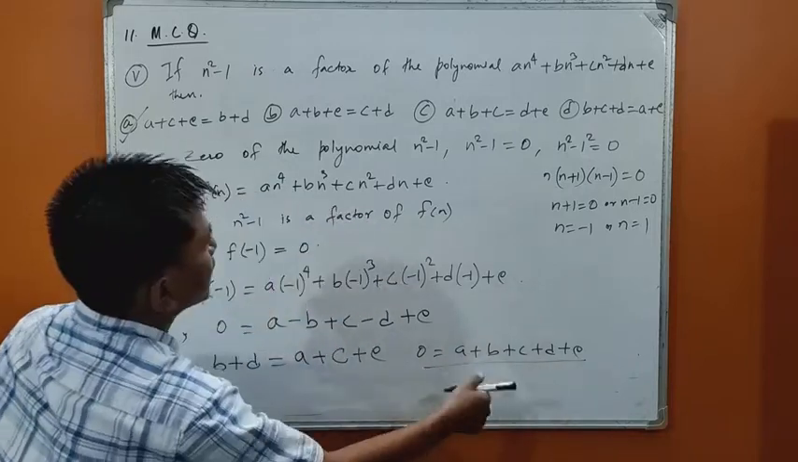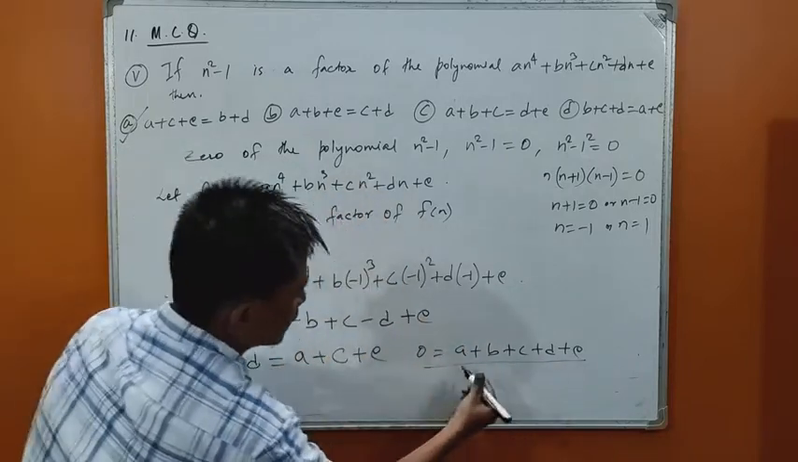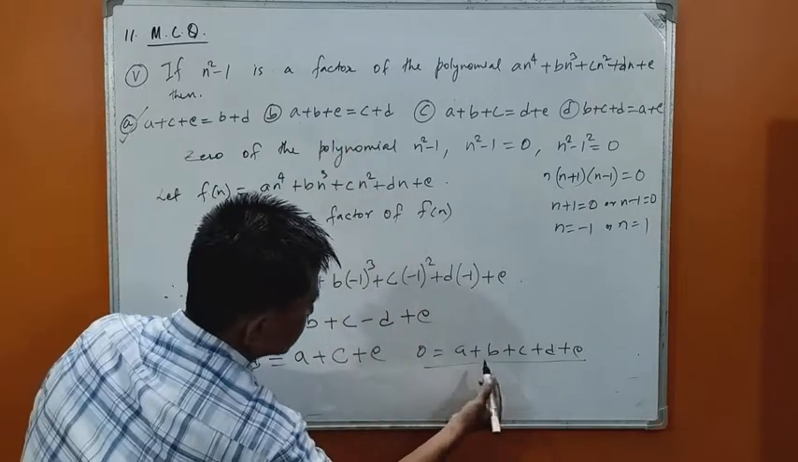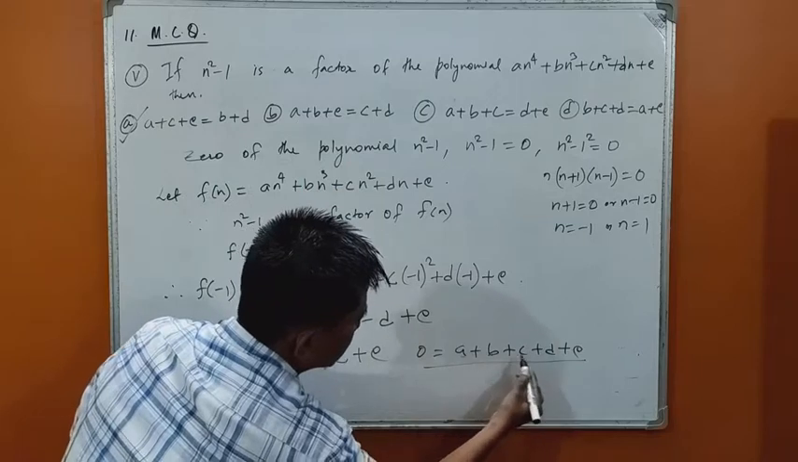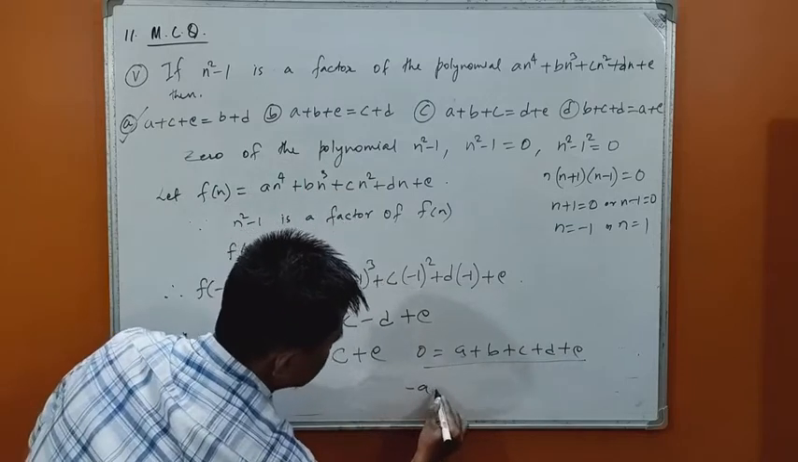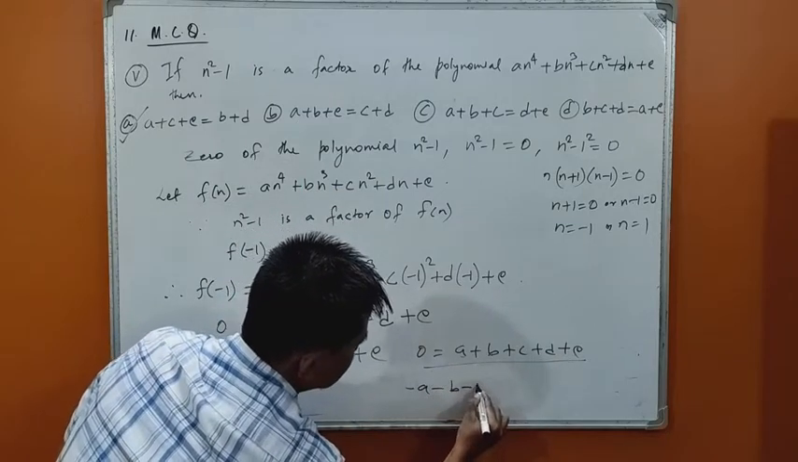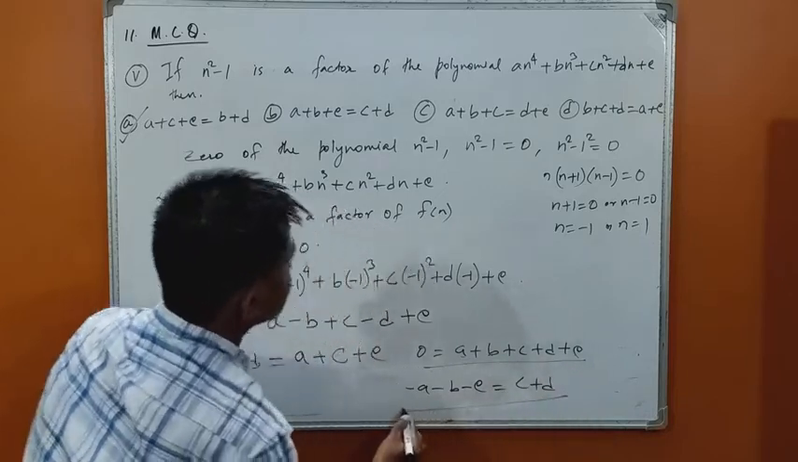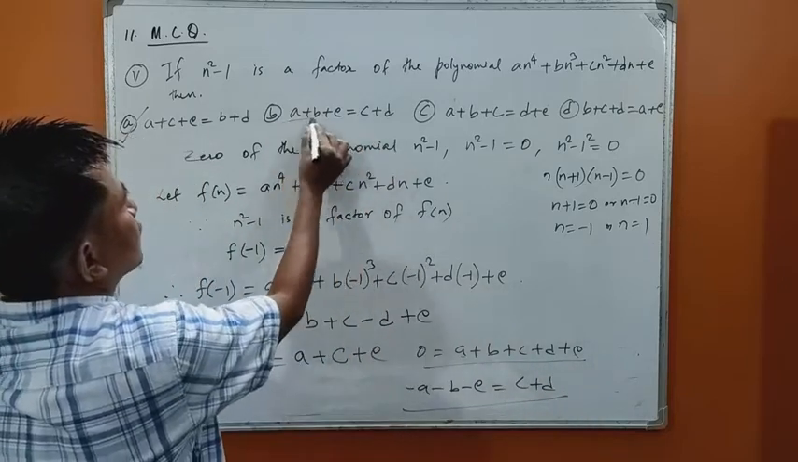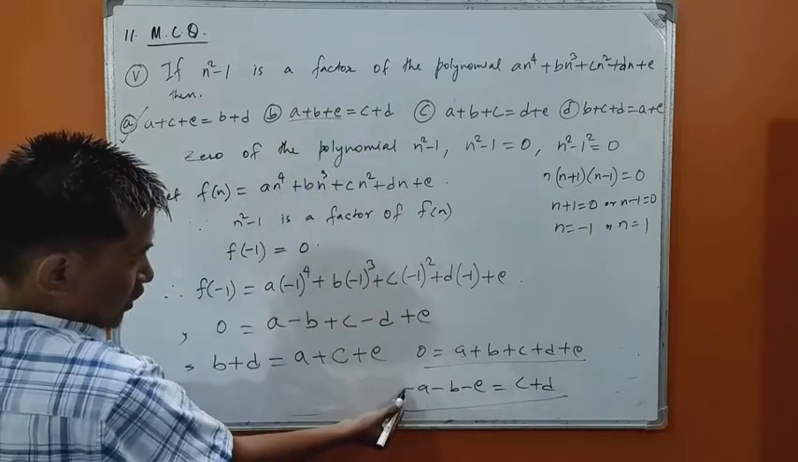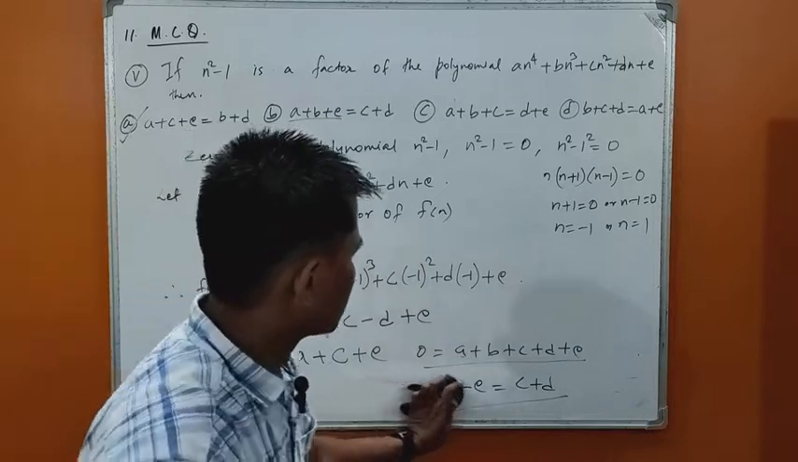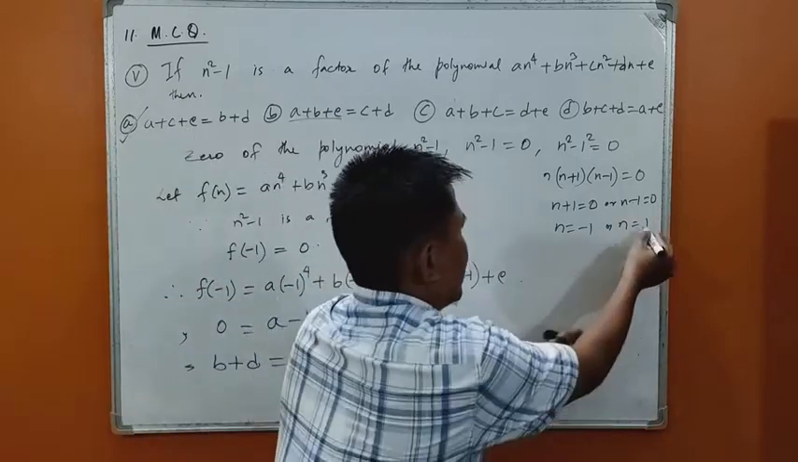So if we change the position, suppose I bring this a plus b plus e, just as an example, to the left hand side, minus a minus b minus e equal to, it becomes c plus d, isn't it? So c plus d should be equal to a plus b plus c, but we have minus, isn't it? So this is not the correct option, so we cannot take n equal to 1.